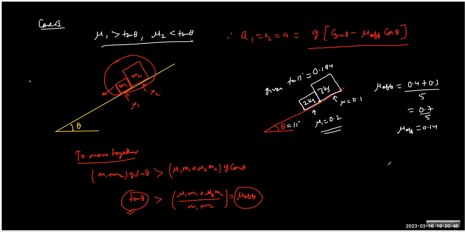Now what will happen? 194 is more than, less than this. More than this, correct?